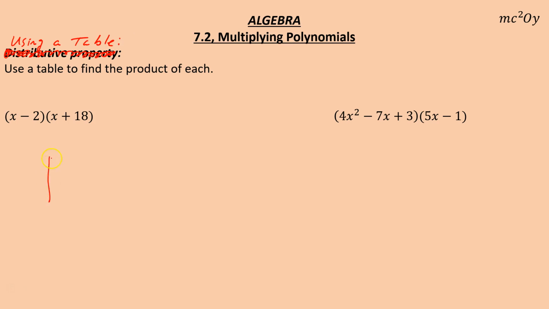It takes a look at the dimension. It's a 1, 2 by a 1, 2. So it's a 2 by 2 table. Okay, and my first two things are x and negative 2, and then x and 18. And it's positive 18, so I'm not going to put a plus or minus by it.